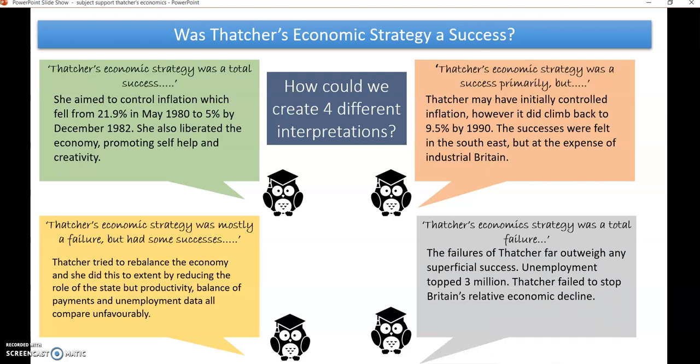And finally, this grey one, total failure. Well, for this, I could pick out some evidence about unemployment topping 3 million, and also a lot of the comparative data about Britain and her relative economic decline is not very favourable. Britain continues to fall behind other European nations.